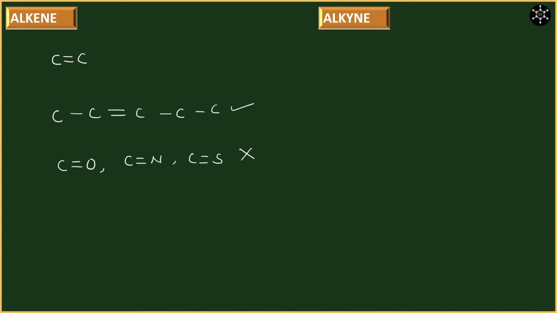In the same manner, to call an organic compound as alkyne, we have to have a minimum of one triple bond. We may be having many single bonds in the system, but presence of one triple bond makes it a alkyne. If we have C triple bond N present in the system without C triple bond C, then it cannot be called as alkyne.